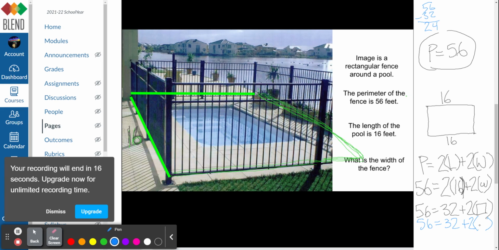So what can we put in this parentheses to make the 2 times the blank 24? What times 2 equals 24? Yeah, if you said 12, you're correct. So our width equals 12.